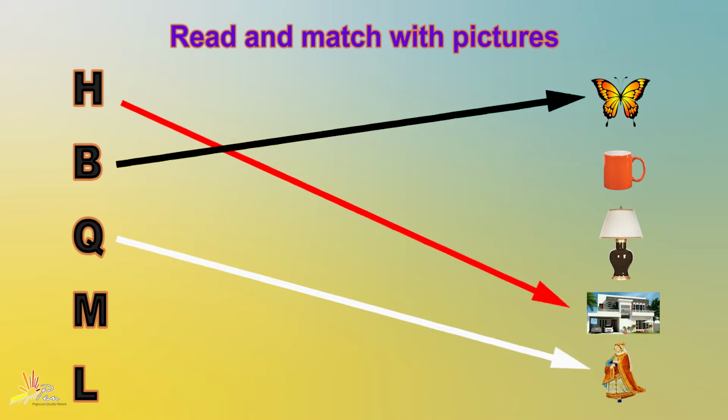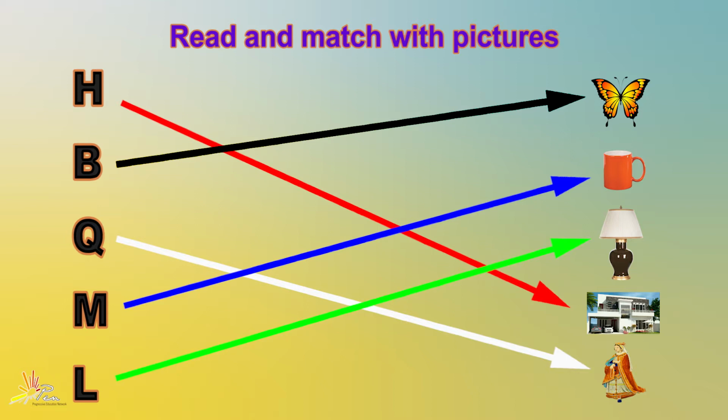Next letter is M. Let's read it loud. M. Now find picture of object which starts from letter M. Yes, it's mug. M is for mug. Let's read letter L. Repeat it. L. Now match the letter L with its related picture. Yes, very good. It's lamp.